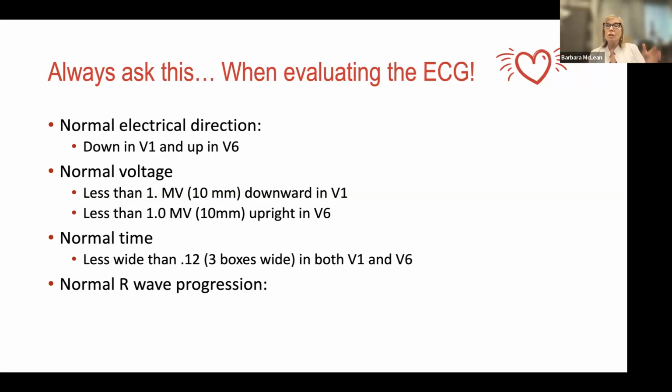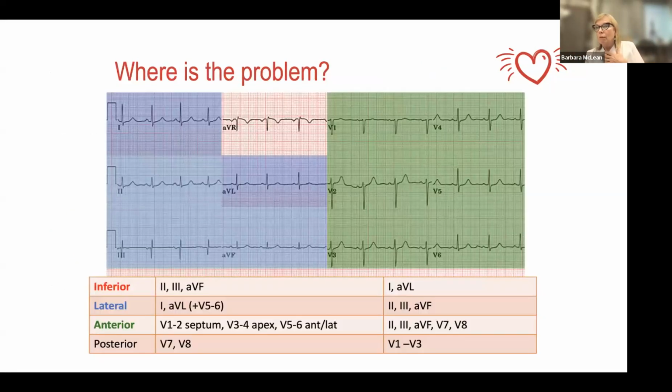And that the length of time it takes for ventricular depolarization should actually be less than 0.10. I'm okay if it goes up to 0.12. Anything wider than 0.12, I'm going to be concerned about. And then I also look for that R wave progression. And of course, in addition to that, I'm always going to look for ST segment elevation, right?